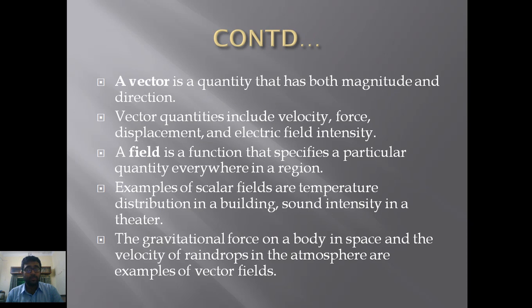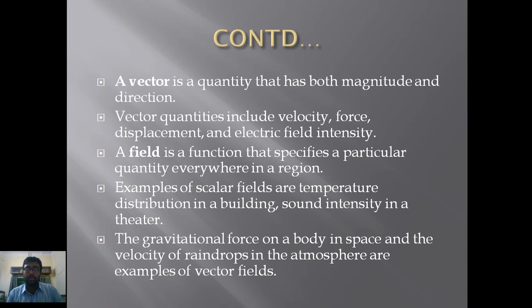A vector is a quantity that has both magnitude and direction. Any physical quantity which possesses both a direction and a magnitude can be called a vector. Vector quantities include velocity, force, displacement, and electric field intensity. A field is a function that specifies a particular quantity everywhere in a region. First of all, we have to understand what a field is. Say, the electric field. What does electric field really mean?